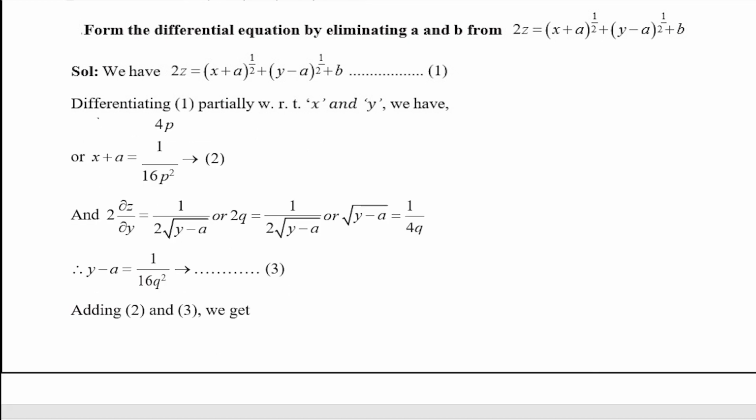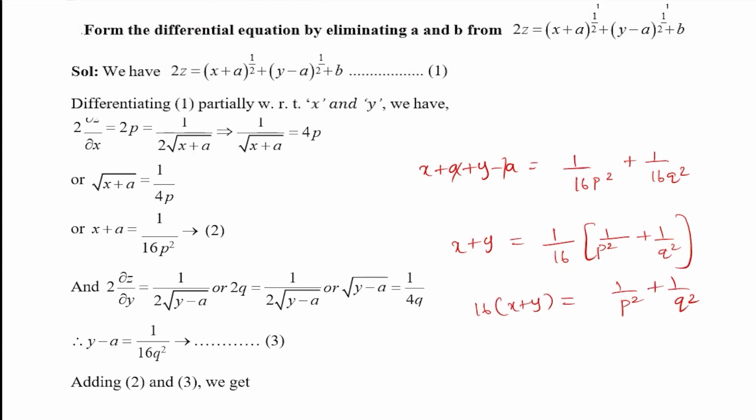Here you have to add equation number 2 and 3, x plus a plus y minus a, which is equal to 1 by 16p square plus 1 by 16q square. Here a gets cancelled, remaining thing is x plus y, which is equal to 1 by 16 into (1 by p square plus 1 by q square). So 16 into (x plus y), which is equal to 1 by p square plus 1 by q square.